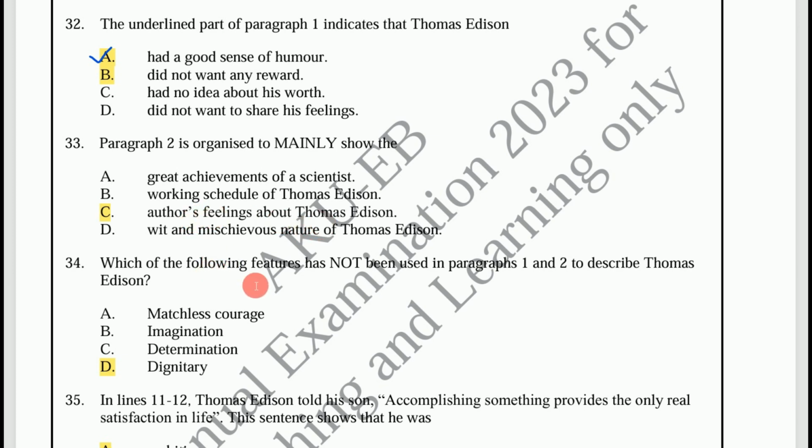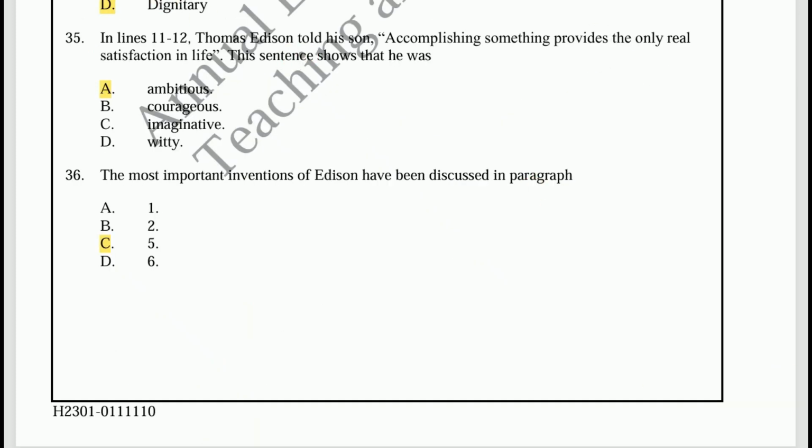Which of the following features has not been used in paragraphs 1 and 2 to describe Thomas Edison? Yes, he talked about courage, imagination, determination. There is no mention of dignitary. Line number 11 and 12.